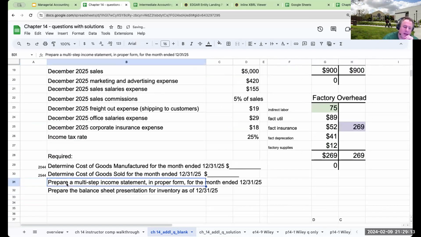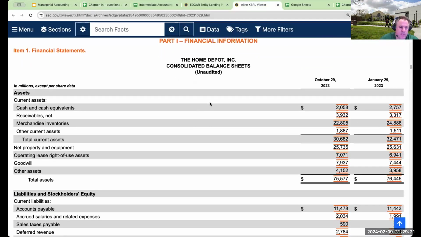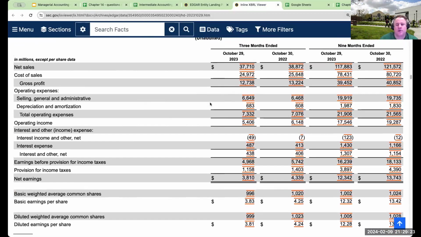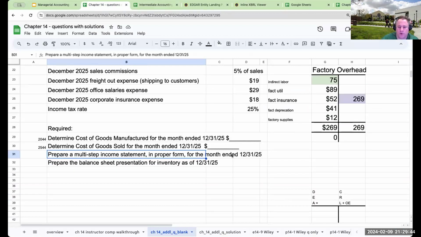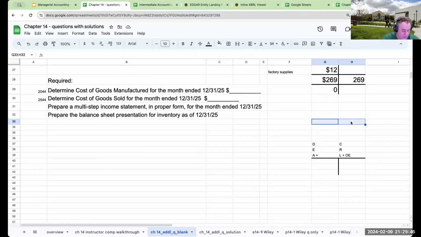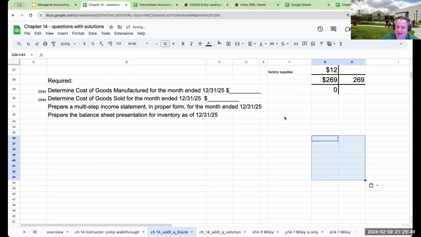Okay. Now, it's asking us to prepare a multi-step income statement. What does that mean? A multi-step income statement, and I just happen to have the Home Depot balance, is for basically someone who is either selling retail or even a manufacturer. It is basically showing what is our gross profit, what is our operating expenses, earnings before income taxes. So this is going to be a little bit more simple, but if you're taking my class, this is something that you should have learned in Accounting 1A. If you didn't learn it, you're going to learn it right now. It's going to be great and exciting.